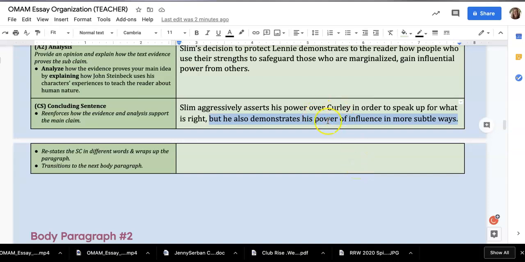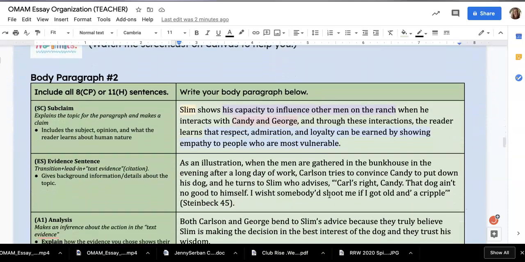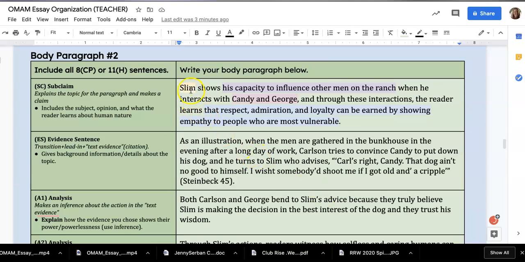Now let's see if that makes sense just based upon my subclaim. So when I read my subclaim for body paragraph number 2, it says, Slim shows his capacity to influence other men on the ranch when he interacts with Candy and George, and through these interactions, the reader learns that respect, admiration, and loyalty can be earned by showing empathy to people who are most vulnerable. To me, that shows Slim's subtle behavior instead of aggressive behavior by talking about what it is that the reader would learn about human nature throughout this paragraph and through Slim's actions. So I need to show evidence of that.